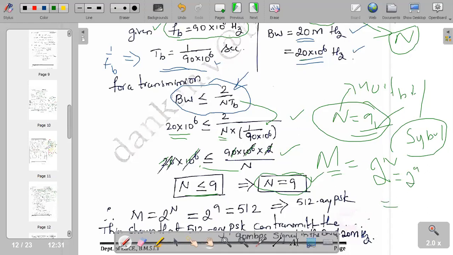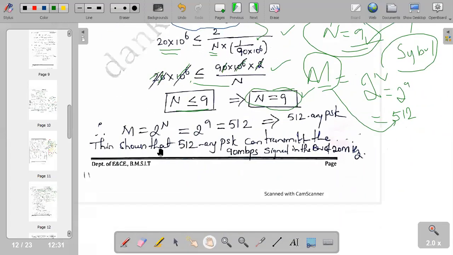So what you can write here is 512. So the m value, the number of symbols used here, is 512. So an M-ary PSK here becomes a 512-ary PSK, which is suitable for transmitting at the speed of 90 Mbps in a given bandwidth. How much? It is 20 megahertz.